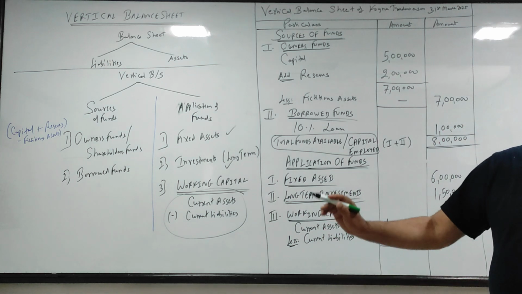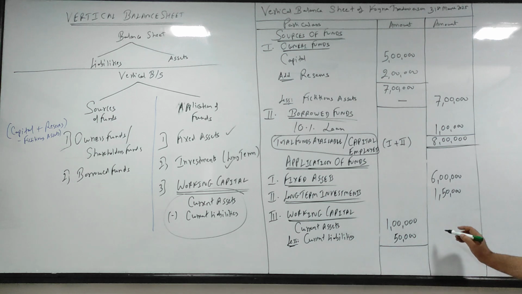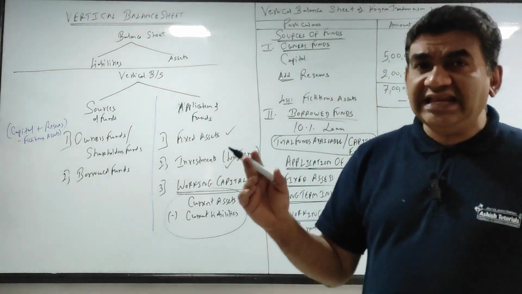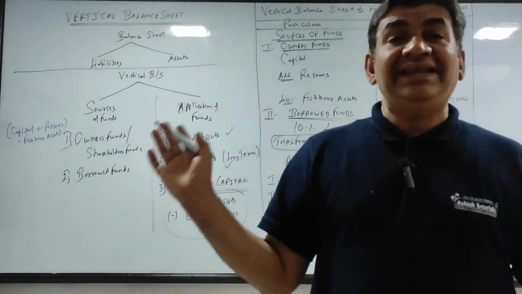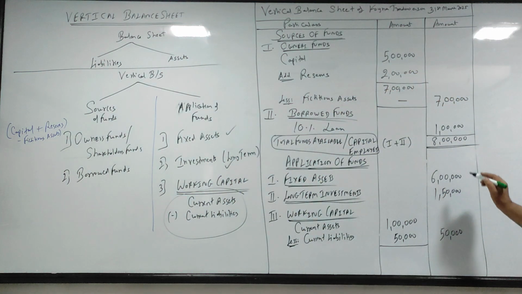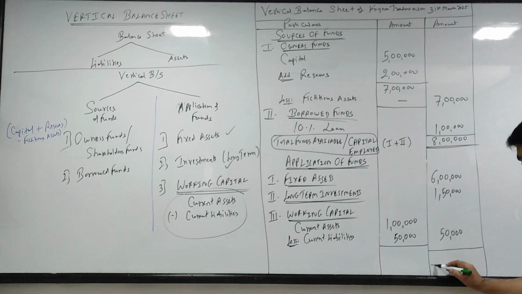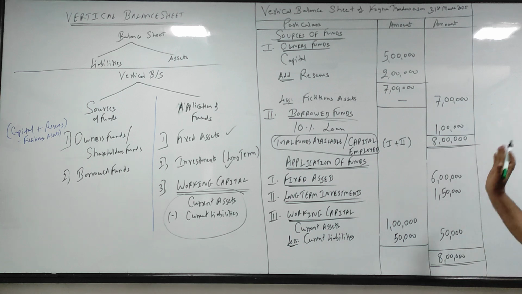Now see, working capital is current assets minus current liabilities. So 1 lakh minus 50,000 gives you 50. Getting it? Now see, when you prepare a normal balance sheet, it has to tally. Tally means what? Total of liabilities and assets have to be the same. Same way यहाँ पे भी होना चाहिए. देखो कितना है मेरा total: 8 lakhs. 6 and 150, 750, and 58 lakhs. Normal balance sheet, T form, horizontal.